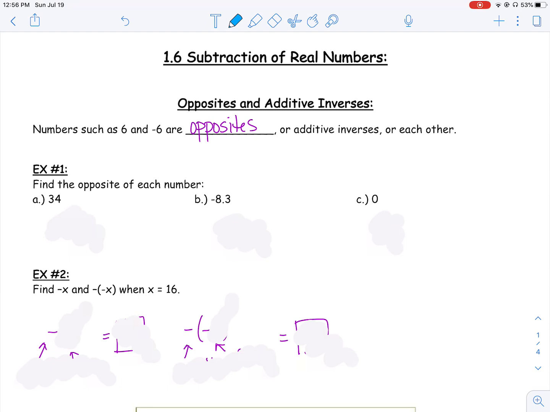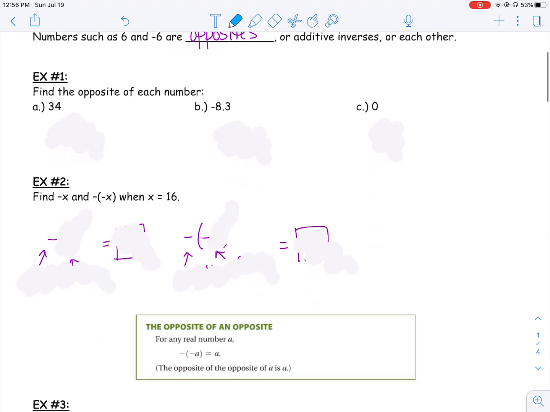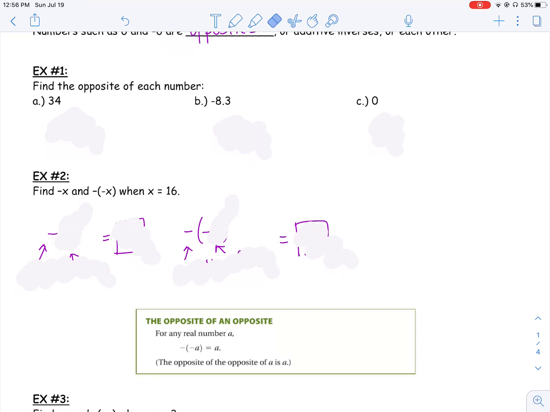Numbers such as 6 and -6 are opposites of each other, or what we call additive inverses. So the opposite of 6 is -6, right? So for example, number 1, find the opposite of each number. So what's the opposite of positive 34? Well, negative 34, right? The opposite of negative 8.3 is positive 8.3. And the opposite of 0, well, is just 0, because 0 doesn't have either a positive or negative attached.